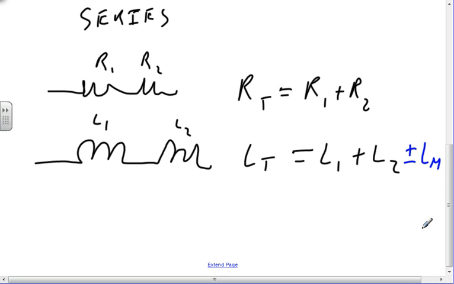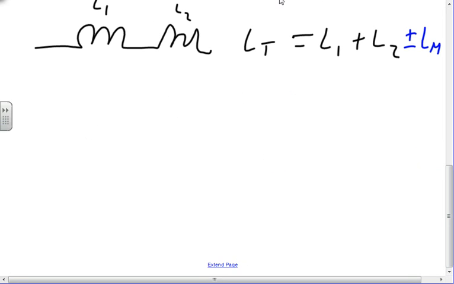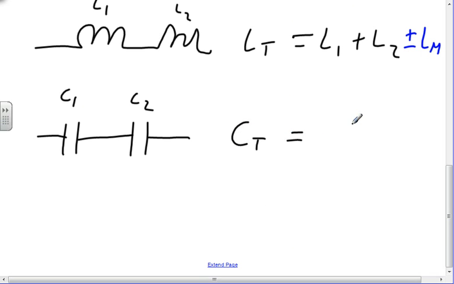If I don't give you what the mutual inductance is, or give you some way to calculate it, then your L1 plus L2 would be correct. But if I tell you it has some mutual inductance, then you'd have to either add it or subtract it, and whichever one you choose would be wrong, I'd mark it the other way. And then I have two capacitors, C1 and C2, and my total capacitance is going to be 1 over C1 plus 1 over C2.